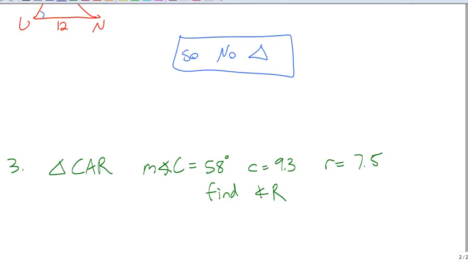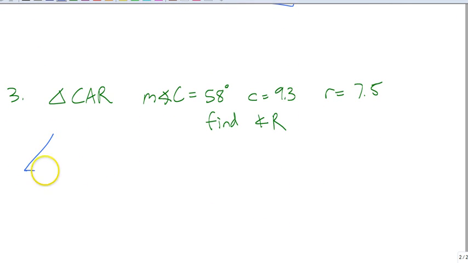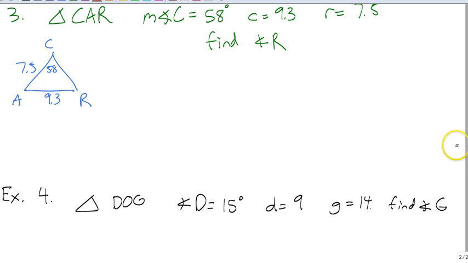Alright, 2 more. Triangle CAR. C is 58. Little c is 9.3, and r is 7.5. And it says find angle r. Okay, well that's really good because guess what? That's the only thing we can really solve for anyway using law of sines. We have side-side angle again. So I have c and C, I have r, and I want to find R. So really we only have to do one step here. We don't have to do all of the triangle. So I'm going to start setting up my problem.